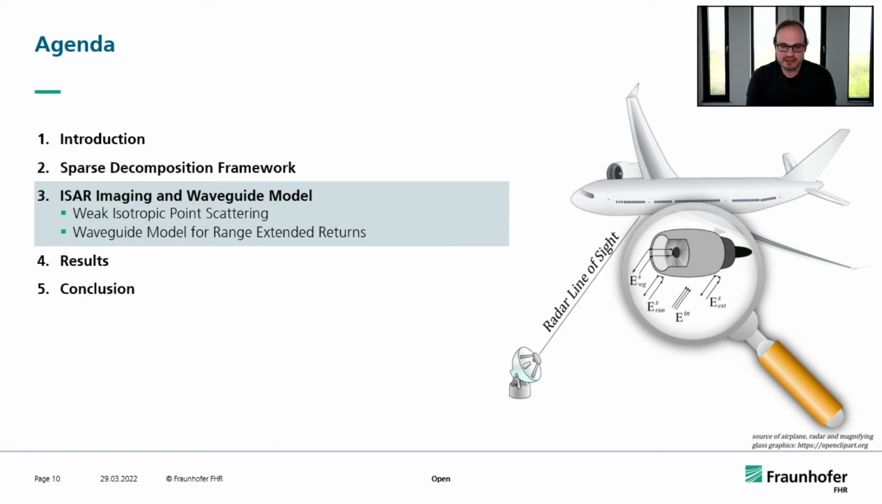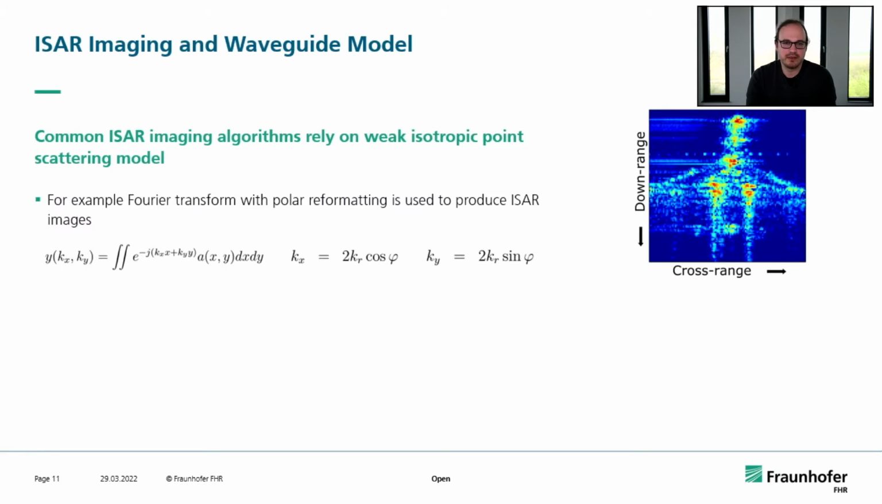As I said, it will be jet engines, and I will actually show you an example for waveguide scattering. But first, just as a reminder, this is one of the basic formulas of ISAR imaging actually. This is the definition of ISAR imaging, you can say.